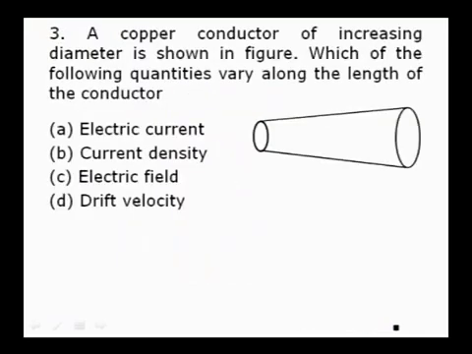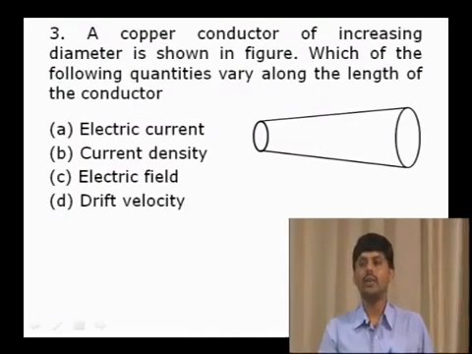Question number 3. A copper conductor of increasing diameter is shown in the figure. Which of the following quantities vary along the length of the conductor? Here the diagram shows a variable cross-sectional area.